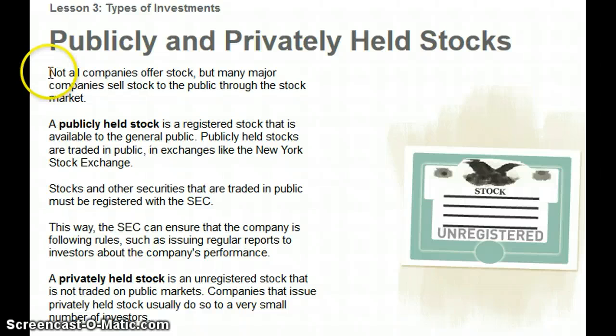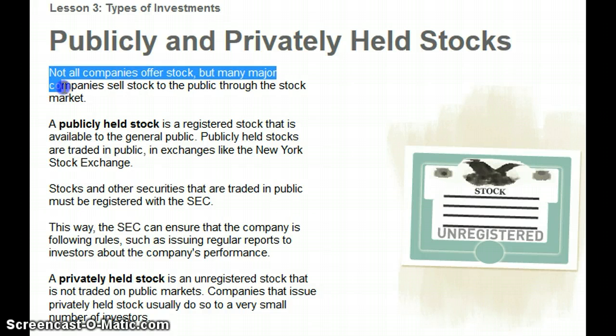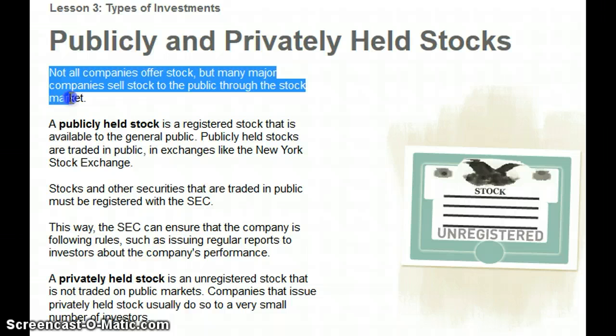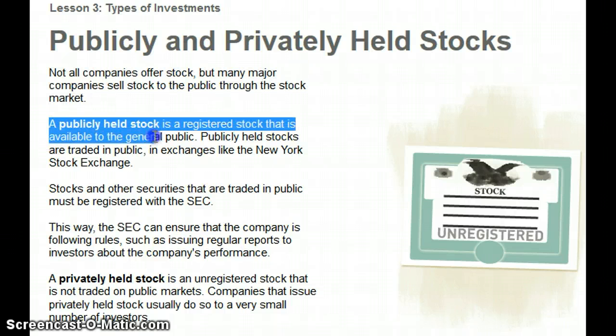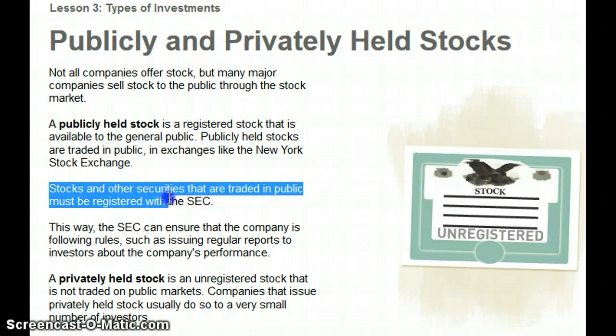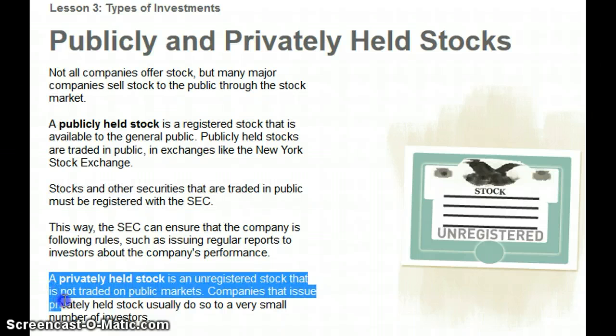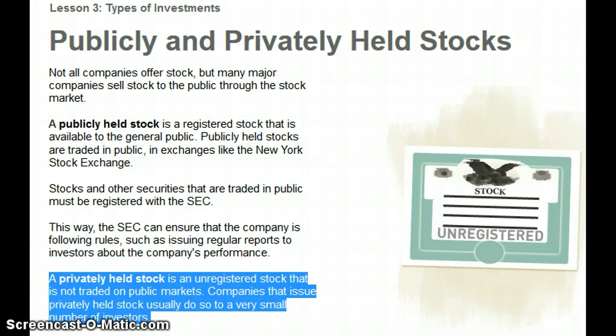Now, not all companies offer stock, but major companies sell stock to the public through the stock market. A publicly held stock is registered stock that is available to the general public. Stocks and other securities that are traded in public must be registered with the SEC. A privately held stock is an unregistered stock that is not traded on public markets. Companies that issue privately held stocks usually do so to a very small number of investors.